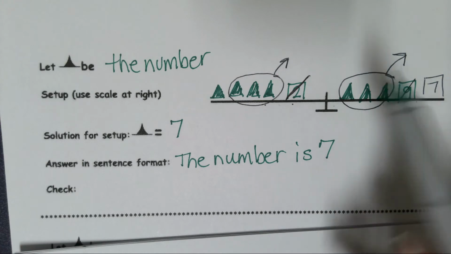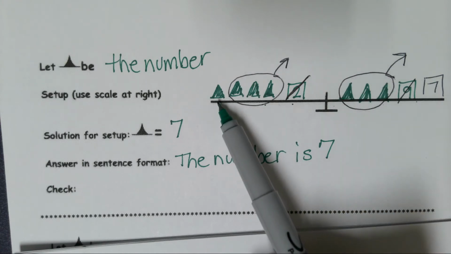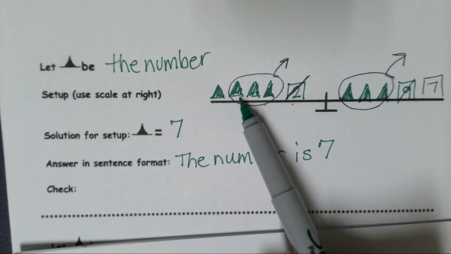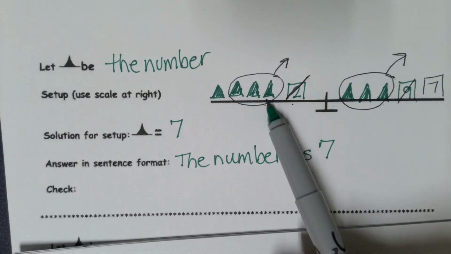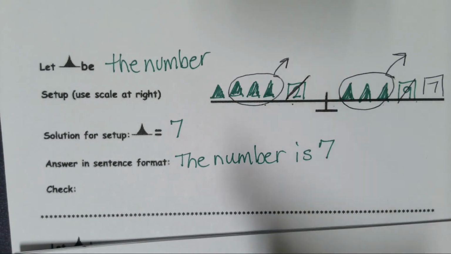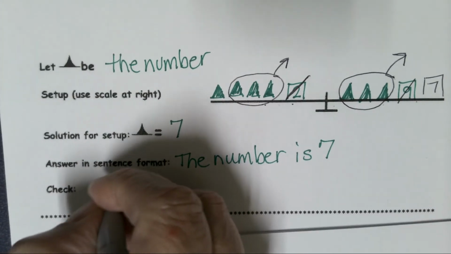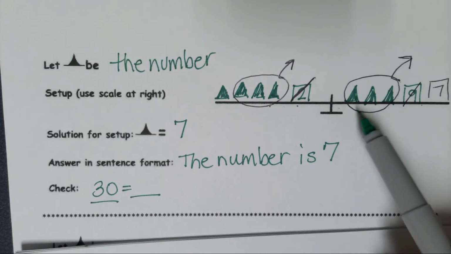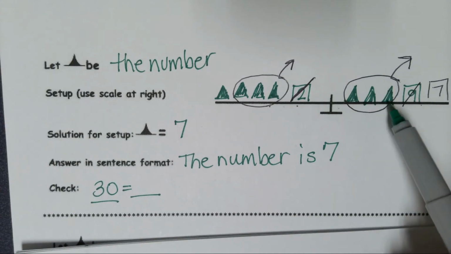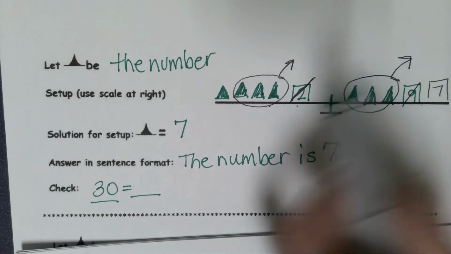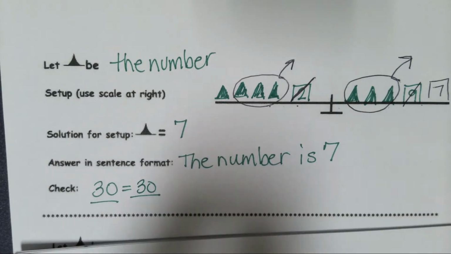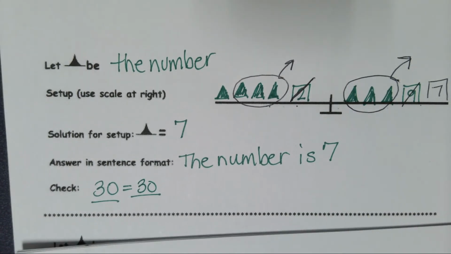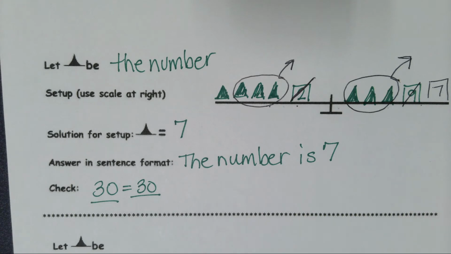We know the number is 7, so we'll count by 7s. 7, 14, 21, 28, and 28 plus 2 is 30. On the right side we have 7, 14, 21, and 21 plus 9 is 30. So that is a check. Moving on to problem number 2.